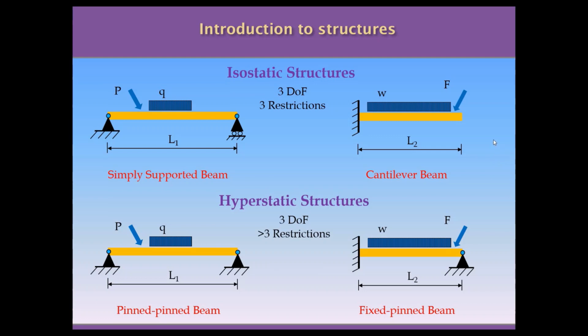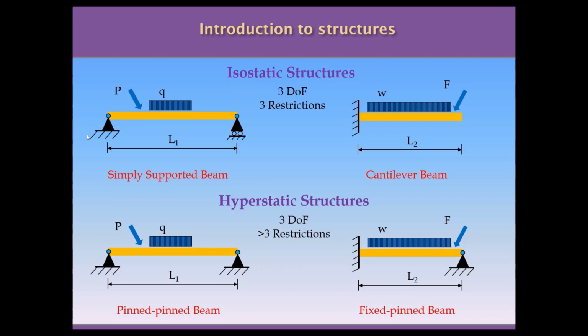If we still think about the simple supported beam and a cantilever beam, we say that these two structures are isostatic because the number of degrees of freedom in two dimensions is equal to the number of restrictions we are imposing on these beams, and this is the reason why they are called isostatic, because iso means equal. So 3 degrees of freedom is the freedom that any beam has in the two-dimensional space, and actually it's not only for beams, it's for every structure. This beam is able to move in the horizontal direction, vertical direction, and is able to rotate.